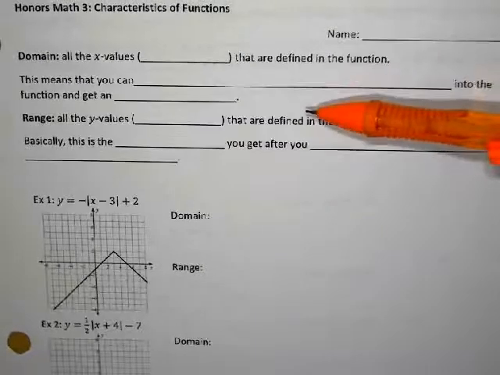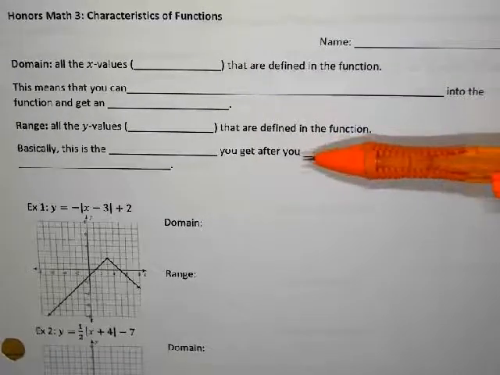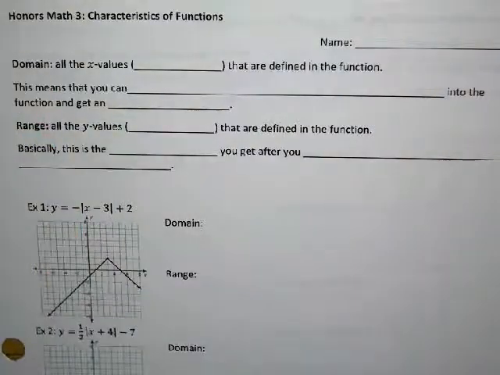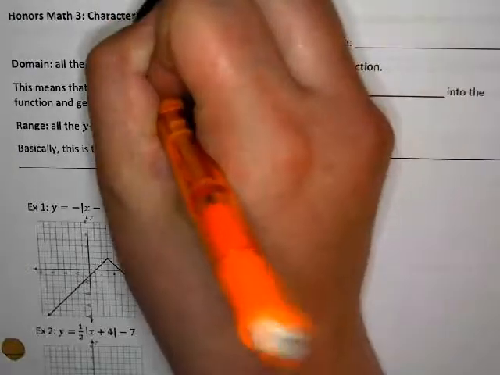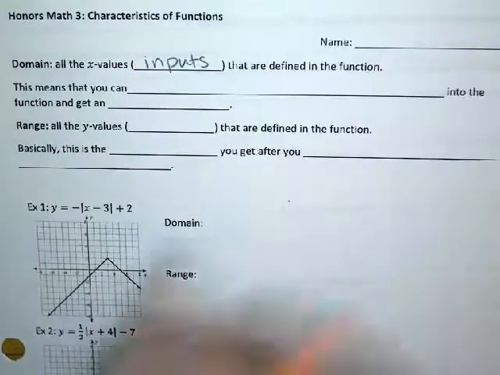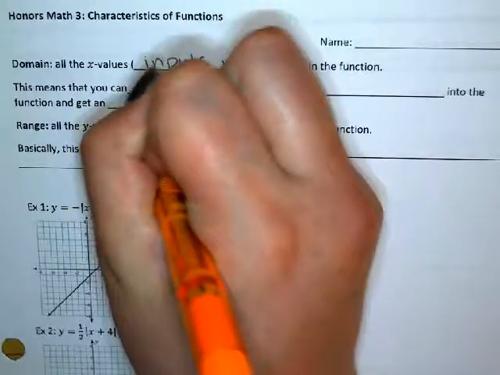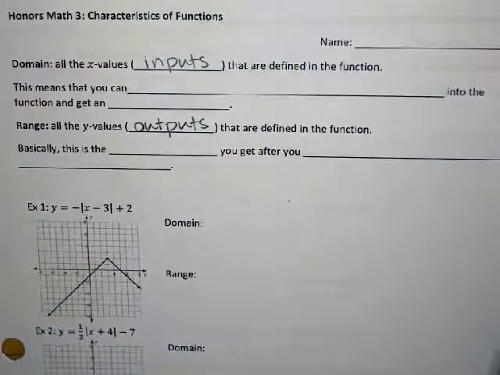So the first two words that we're going to look at should be familiar to you. You should have learned about them a little bit in Math 2. The words are domain and range. So the definition of domain is that it's all the x values, which are the inputs. This is what you plug into a function. These are the inputs that are defined in the function. The range is all the y values, which are all the outputs that you get out of a function.